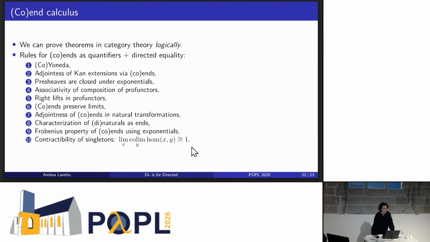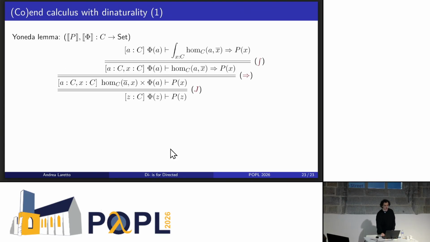So a very cute theorem you can show is that the limit over x of the colimit over y of hom is actually always a singleton. So it's pretty interesting. And this has a homotopical interpretation, right? But here we are kind of going backwards and informing the category theory. So this is what the proofs look like.